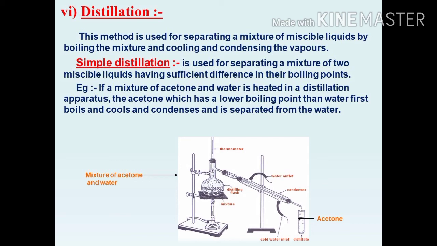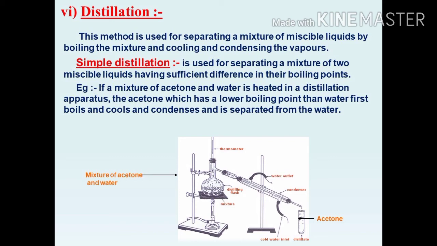So the simple distillation method is used for separating mixtures of two miscible liquids having sufficient differences in their boiling points. These two liquids differ in their boiling points. Miscible liquid means it is the combination of two liquids. One liquid has a high boiling point, another one has a low boiling point.